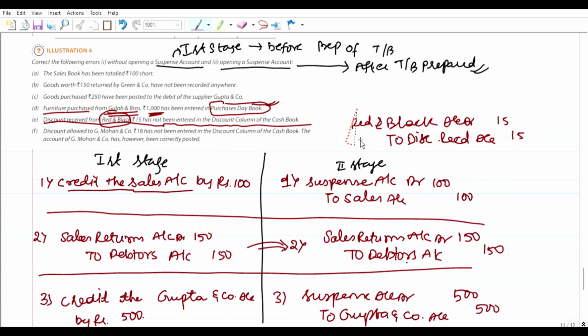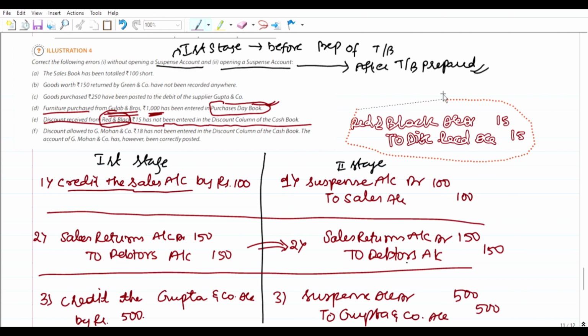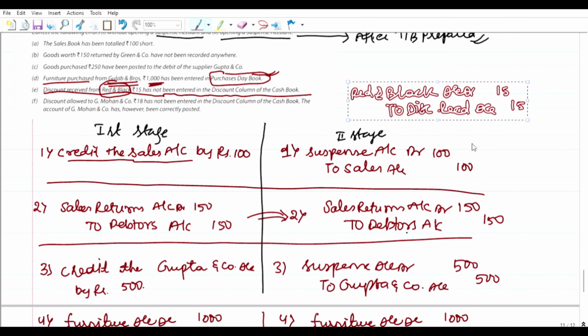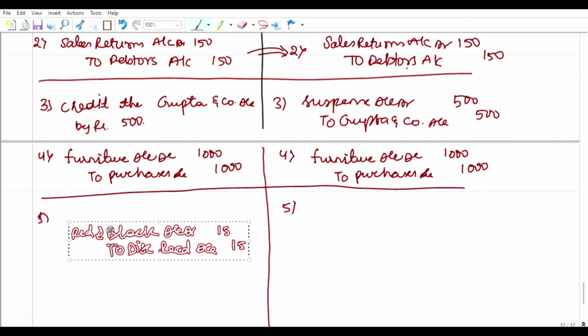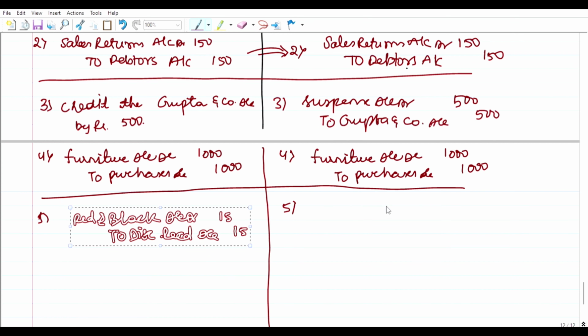So we have to write the same entry in the books of accounts in both stages, because the entry has been omitted actually. In the cash book they have not written the discount entry, due to which we are not getting any error.